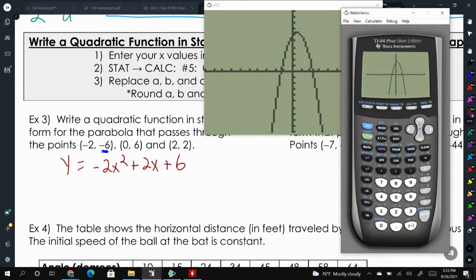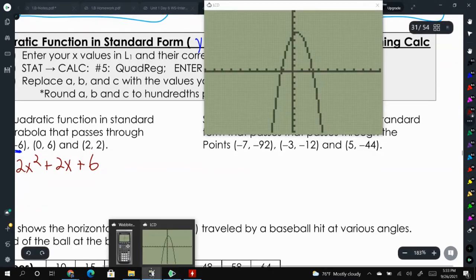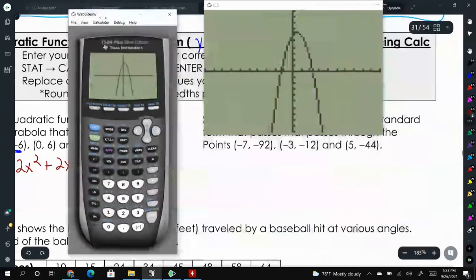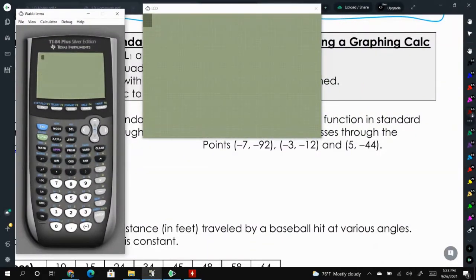I just think it's useful. Why not? If you have the option, if you have the tools in front of you, just do it. Right, now this example here, I know it says solo, and I would normally want you to do it on your own, but just in case, I want to go through these steps again.